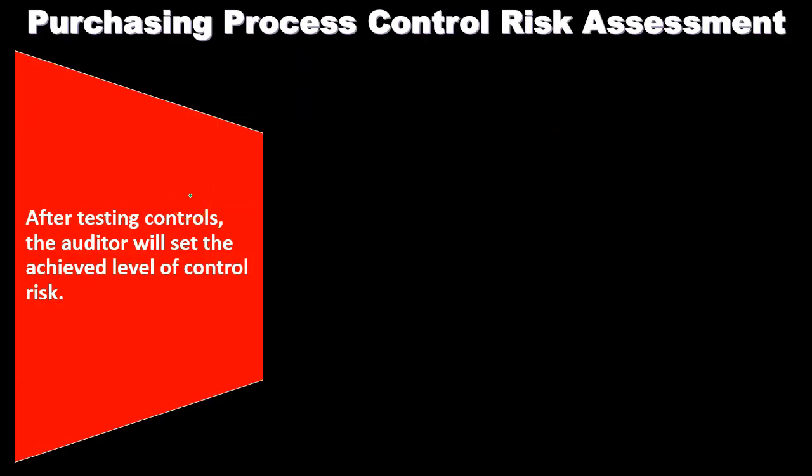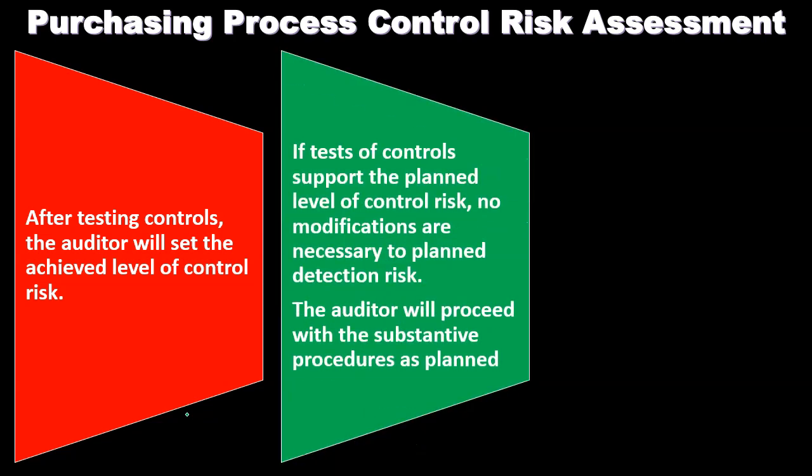Purchasing process control risk assessment. After testing controls, the auditor will set the achieved level of control risk. So we're going to obviously test the controls, then we're going to set the control risk. If tests of control support the planned level of control risk, no modifications are necessary to planned detection risk. So if we don't have to make any modifications to the detection risk, the auditor will proceed with the substantive procedures as planned, meaning we're at the level of control risk that we had determined it to be. Therefore, we can move forward with the substantive tests as planned.